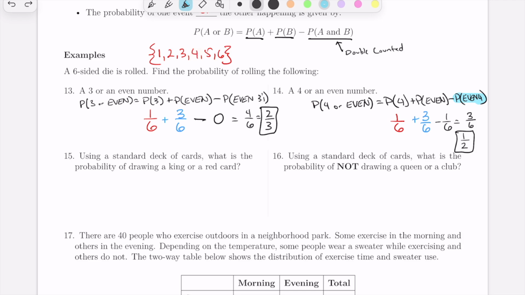This would also work on the one before, a 3 or an even number. I could highlight the 3. I could highlight all of the evens. And now notice there's 4 of those numbers that are highlighted. So 4 out of 6.